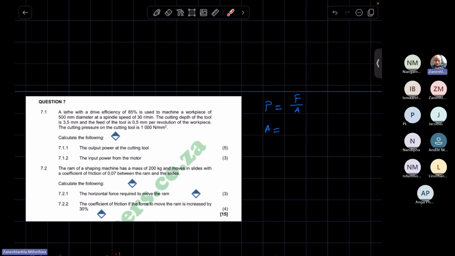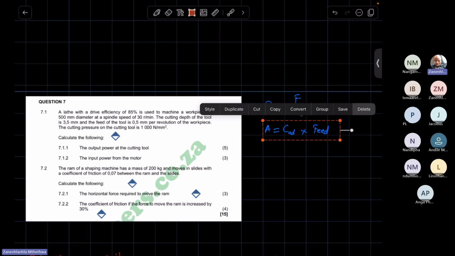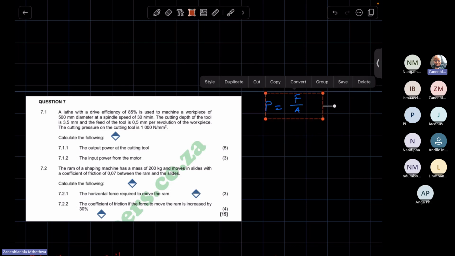So your area here will essentially be the cutting depth, let's write CUD, cutting depth, times the feed of the tool, which will be millimeters per revolution. If you substitute it in terms of millimeters, you are going to get millimeter squared. The millimeter squared on this will cancel with the millimeter squared on the pressure, and you'll be left with newtons. Very easy. So from pressure, you are able to get the force.